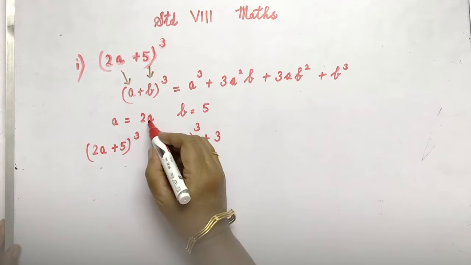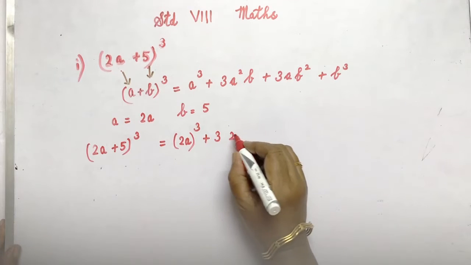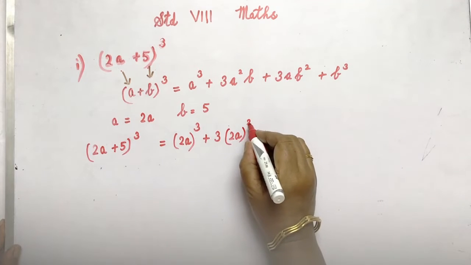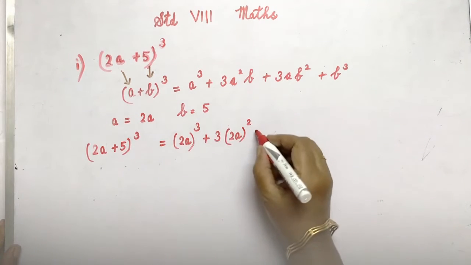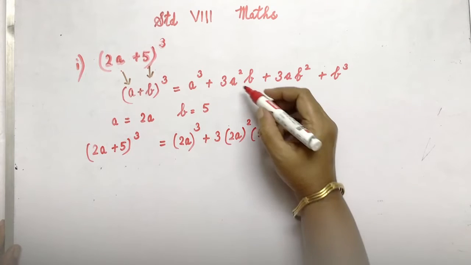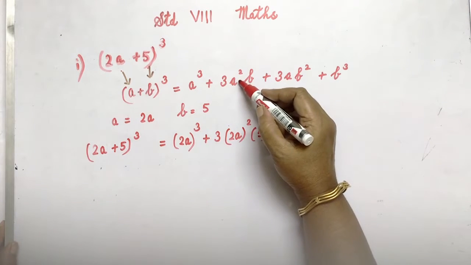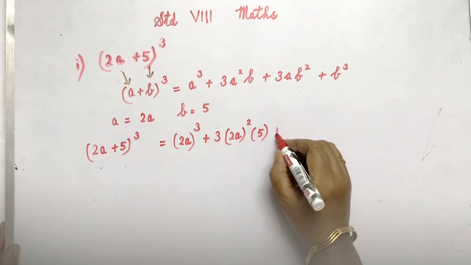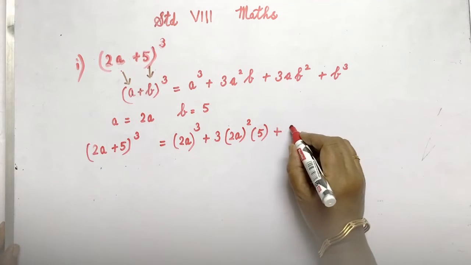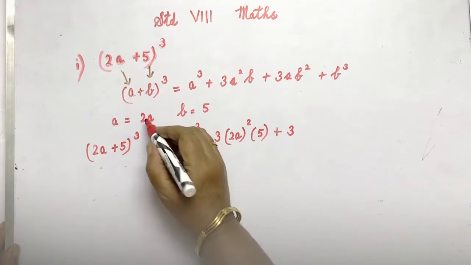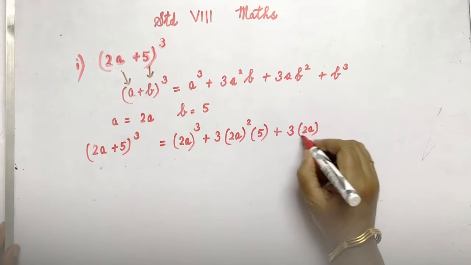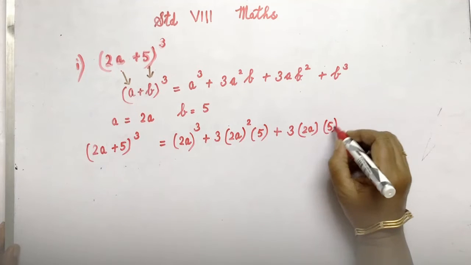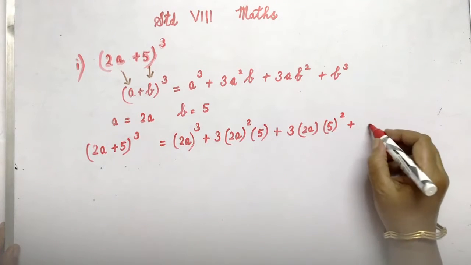Now a squared, in the place of a we have 2a. Here also one variable and constant, so we have to write whole squared. Then in the place of b we should write 5. 3a squared b means 3 into a squared into b. If you put a bracket, it is understood as into. So plus, again we have 3 here. Then in the place of a we have to replace 2a. In the place of b squared we have to write 5 squared, plus b cube, that is 5 cube.